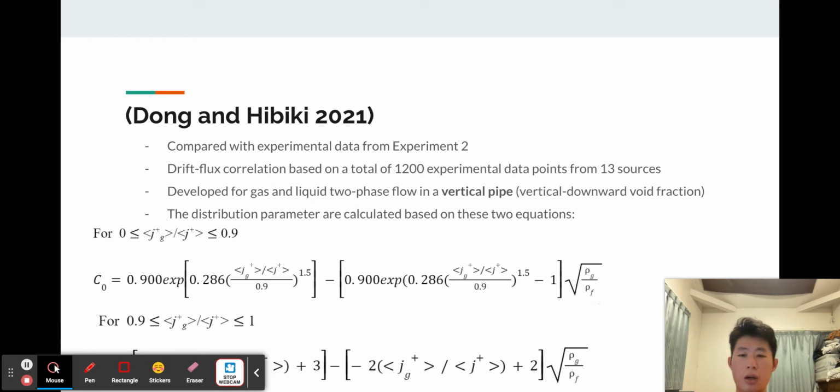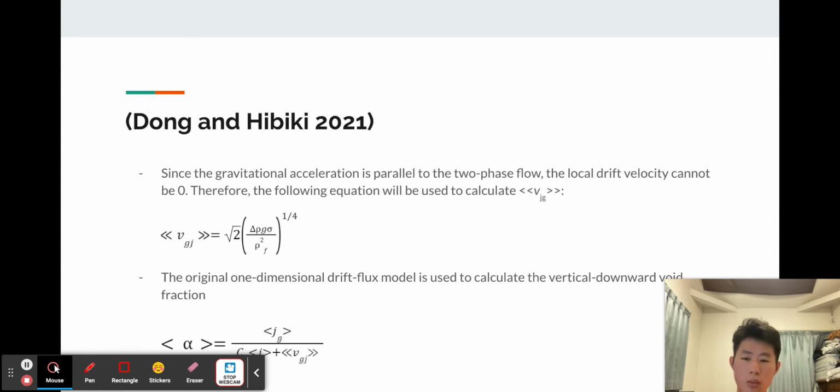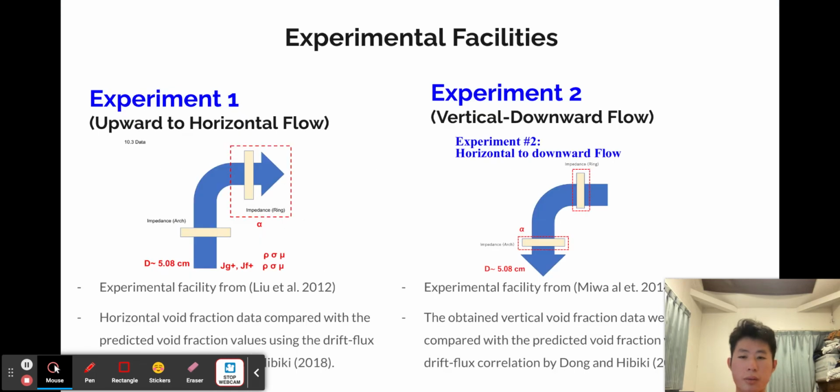So moving on to the vertical downward calculation. This was Dong and Hibiki's 2021 correlation. This was based on a lot more data compared to the first one, and it's used for vertical pipes. These are the equations. Again, there are bounds that these equations should be used for. And since the gravitational acceleration is not perpendicular, this means we cannot neglect the term that we did in the other one. And so it just gives us our original one-dimensional drift flux model to calculate the void fraction.